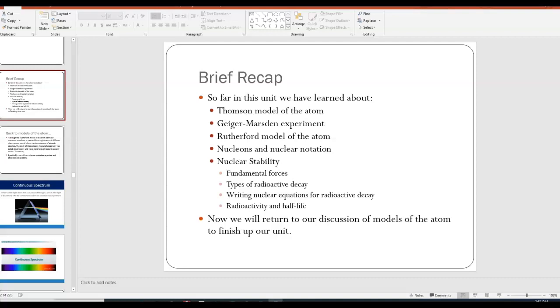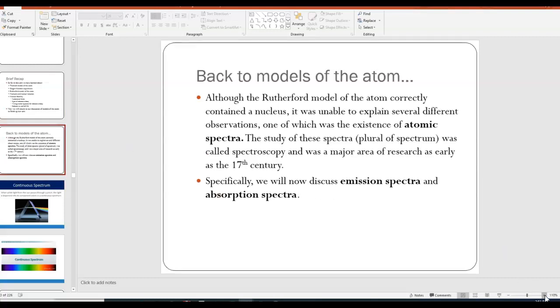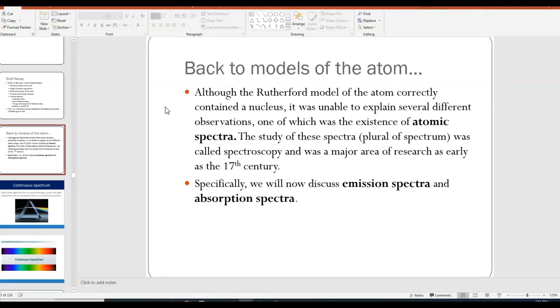And so now we're going to return to our discussion of models of the atom to start finishing up the unit. Before we get to that, we're going to take a brief detour. I'm just going to make this bigger so you can see this and add this to your notes as you go. And let me just read what it says in the notes.